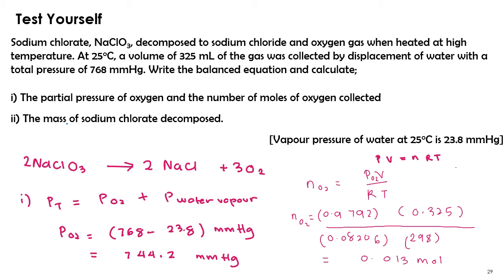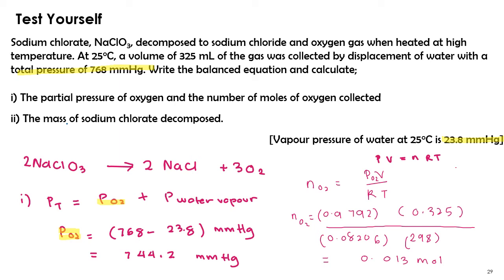Okay, so look at the first question. This is the balanced equation. You have 2 moles of NaClO3 decomposing to 2 moles of NaCl plus 3 moles of oxygen gas. And then to find the partial pressure of oxygen, just rearrange this formula and subtract: 768 minus 23.8. This is the given value in your question. So you will get the partial pressure of oxygen, 744.2 mm mercury.